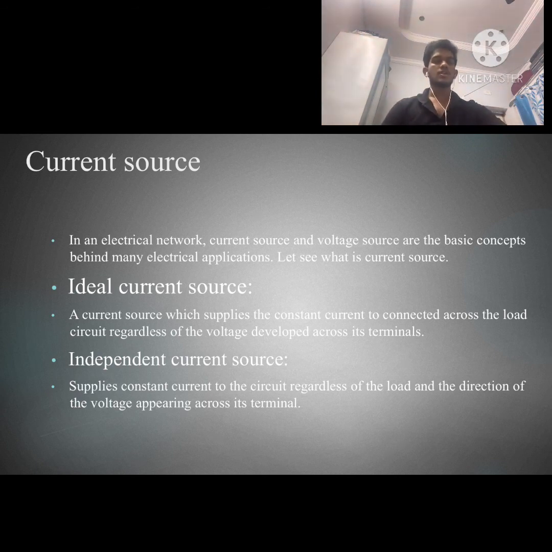Ideal current source: a current source which supplies a constant current to the connected load circuit regardless of the voltage developed across its terminals. Independent current source supplies current independent of the voltage appearing across its terminals.